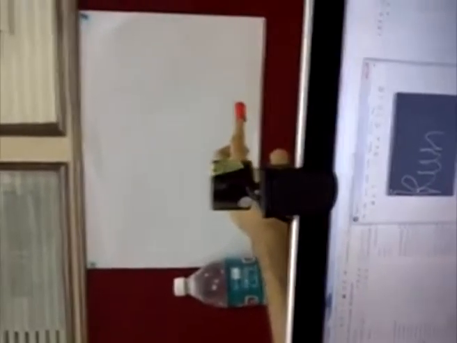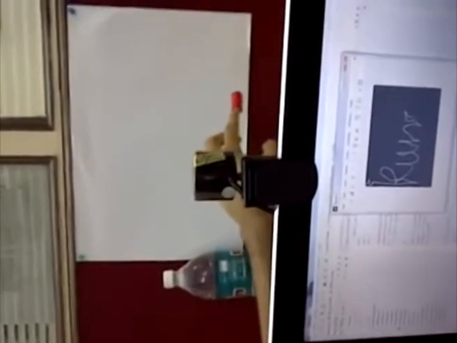You can see the person over there, he can write his name using that marker, and this is the virtual drawing pad made in MATLAB.